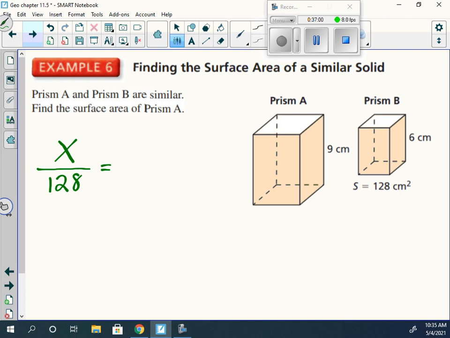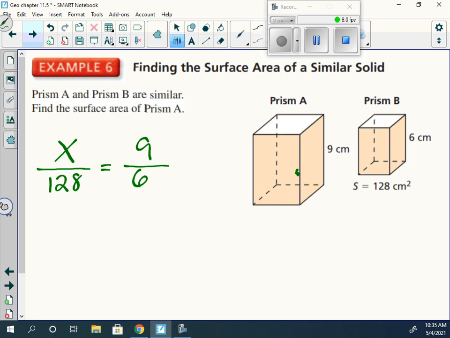Surface area is always squared. I have squared units over squared units. Yes? Now, they told us the heights of each one. They told us one of them has a height of 9 and one of them has a height of 6, or a length of 6. Which unit would we put on top? Because which one are we trying to find? Prism A, yes? I put its surface area on top, so its length has to go on top as well, yes? 6 would be on bottom.